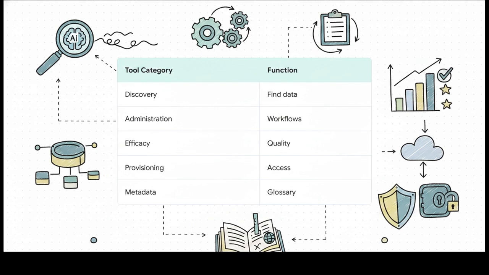You need discovery tools equipped with AI to even find your data. You need administration tools to handle workflows. You've got efficacy tools for quality profiling, provisioning tools for secure access, and metadata tools to manage your glossaries. It's not a single hammer, it's an entire ecosystem of equipment.